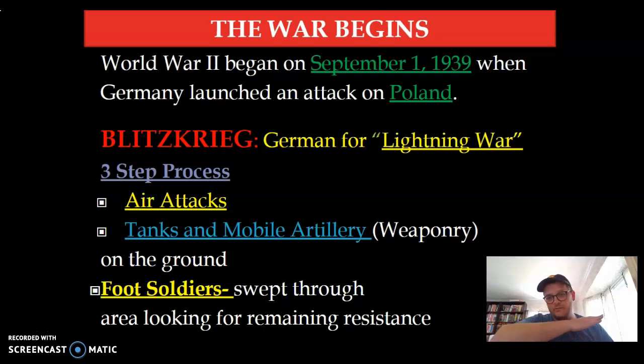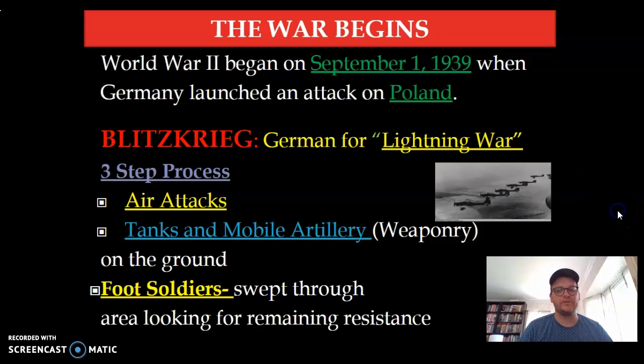So basically, flatten things as much as they can with air attacks, then come in with armored attacks, then finally send in foot soldiers, who would sweep through the area looking for any resistance to clean up the area and make sure Germany has complete control. It's very quick. That's why it's lightning war. It's supposed to be quick. It's like one, air; two, tanks; three, foot soldiers. And then they occupy the territory with those foot soldiers.